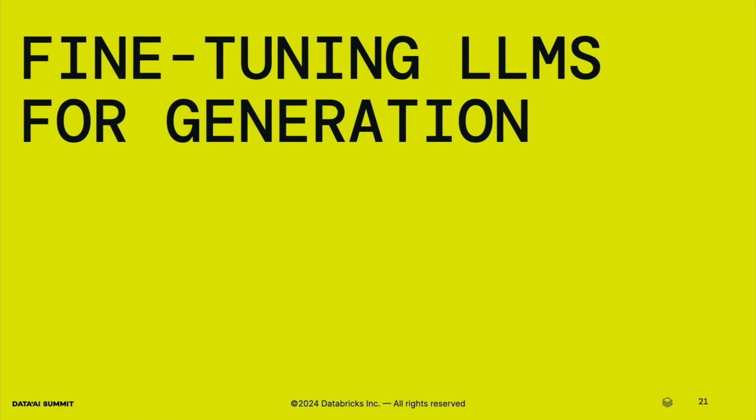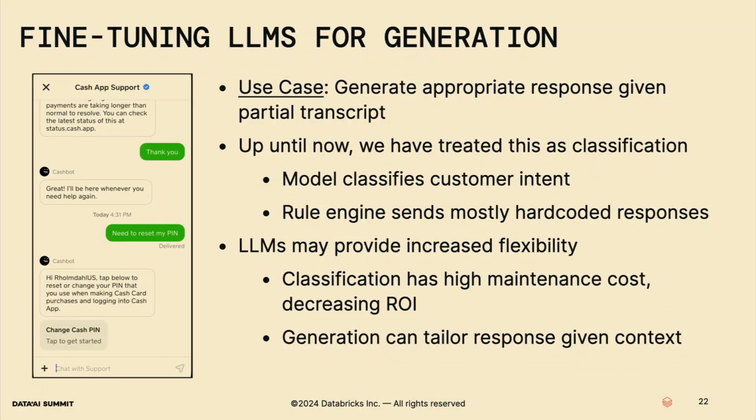Moving on, I'll talk about generative use cases now. So this is our Cashbot system that I talked a little bit about. Customers write in, and we have a bot that tries to help them with their problems before we hand over to a human. If you take a step back, the use case here is to generate some response given a partial transcript. And up until now, we've treated this as largely a classification problem.